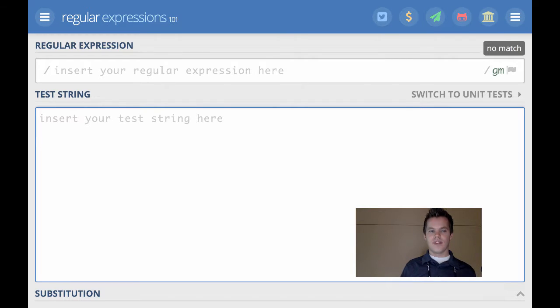All right. So far the three we have are: question mark means 0 to 1, star means 0 to infinity, and the plus sign means 1 to infinity. There's one last one which allows us to define a specific quantity, and that's using curly braces.